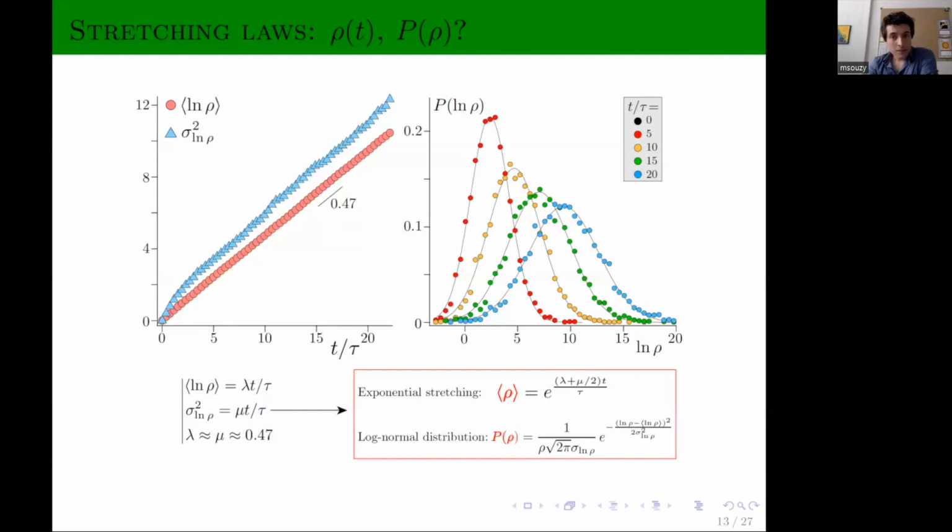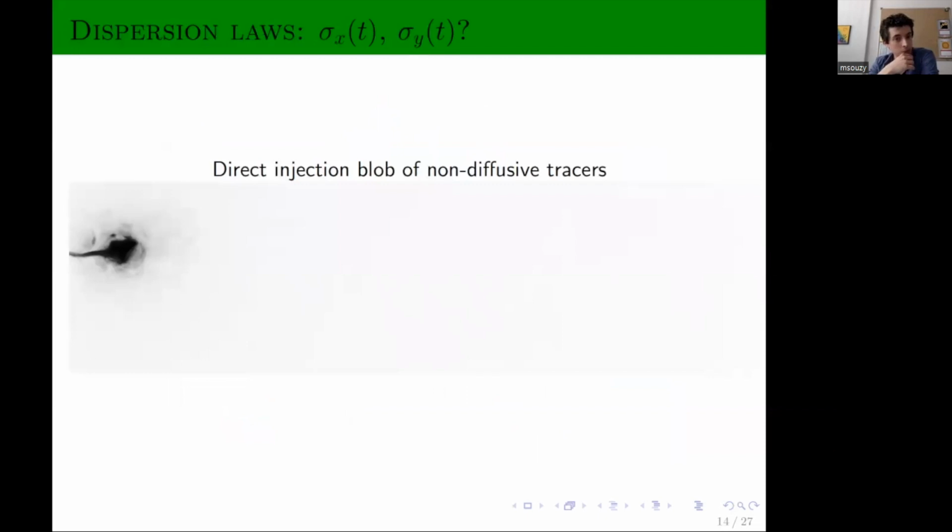So what we have seen is that from the experimental measurement of the flow within a porous media, we can infer and get access to the stretching laws. But there is also another thing that we discussed, which is the dispersion process. So to investigate dispersion, the first thing that we can do is getting back to the lab, and instead of injecting a blob of dye within the porous media, we can inject a cloud of a suspension of non-diffusive tracers.